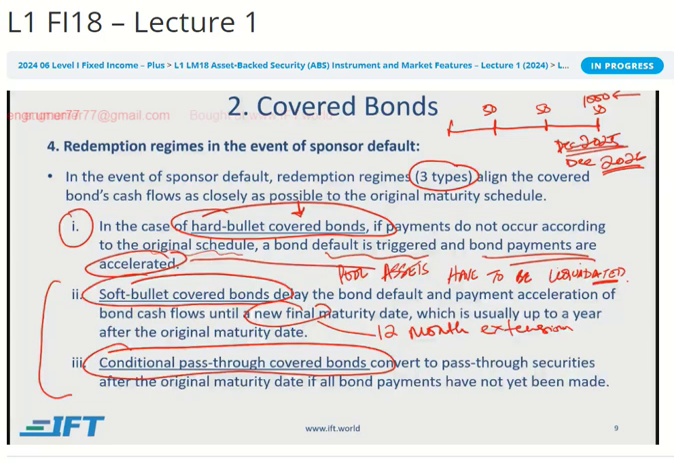That is the soft bullet, which is good, because then the bank gets an opportunity to try and recover from the situation and sell those assets at decent, better prices. They have a 12-month window to do that, right? So it is better than the hard bullet. Now, conditional pass-through is even more flexible.